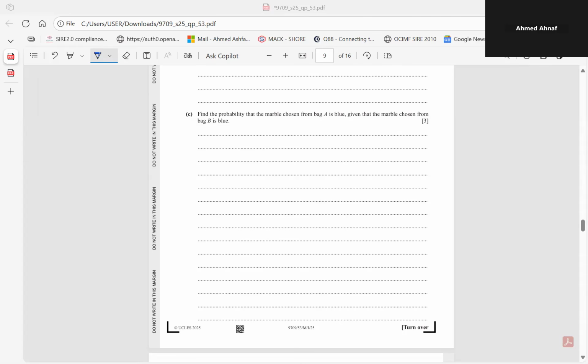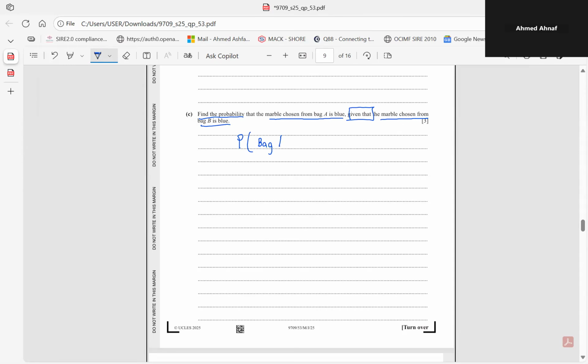Okay, so for this final part, we have to find the probability that the marble chosen from bag A is blue, given that the marble chosen from bag B is blue. So this is a question on conditional probability. First, let's write down the probability in conditional probability notation. So this is going to be bag A blue, and then a dash, which is basically the same as "given that", bag B blue.